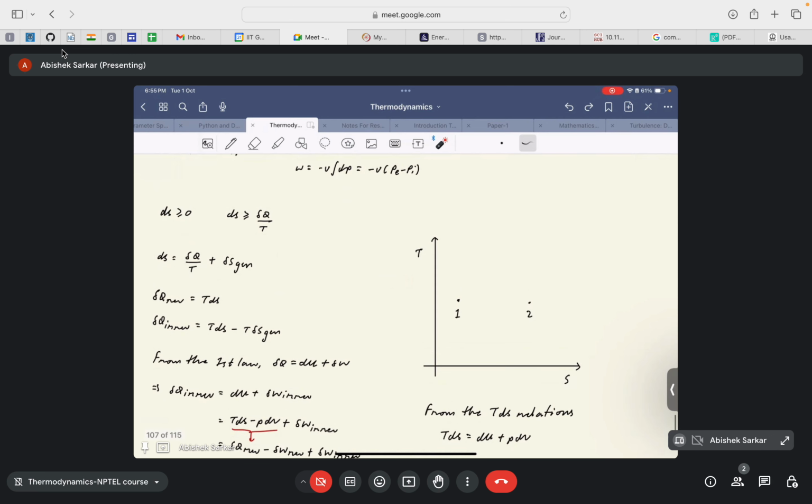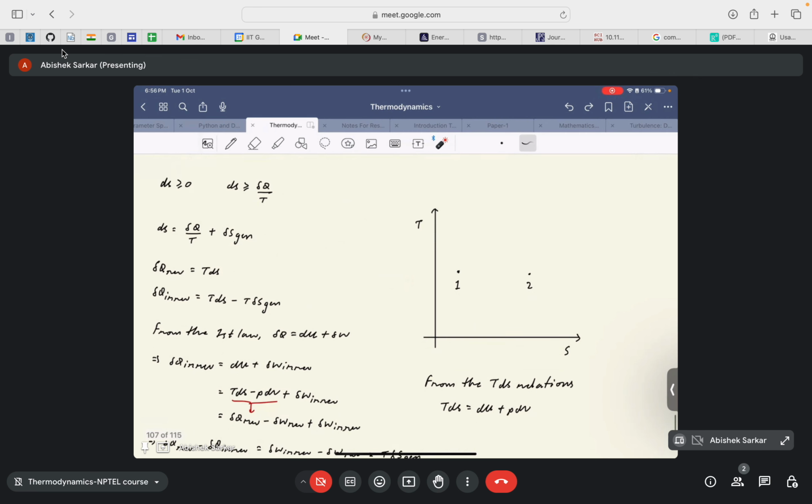Okay, so in general we can write dS is equal to delta Q by T plus delta S gen, which is greater than or equal to 0, because it will basically imply delta S is equal to delta Q by T plus some term, right? So we can write this term as delta S gen, the entropy generation because of the irreversibilities in the system. But we know that delta Q reversible is equal to TdS, right?